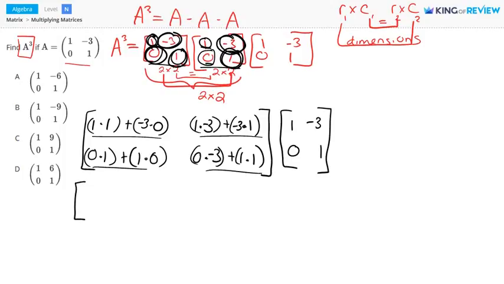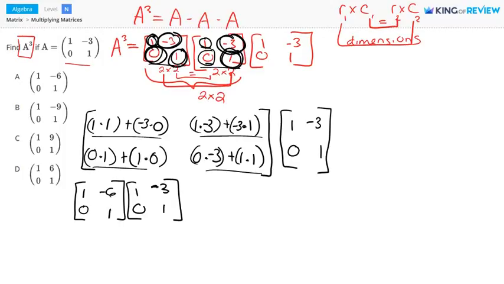1 times 1 plus negative 3 times 0. This is the same thing as 1 plus 0, so we get a 1 here. And 0 times 1 plus 1 times 0, this is 0. 1 times negative 3 plus negative 3 times 1 gives us negative 6. And 0 times negative 3 plus 1 times 1 gives us 1. So this is the product of our first two matrices multiplied together, and we still have this last matrix A that we have to multiply.